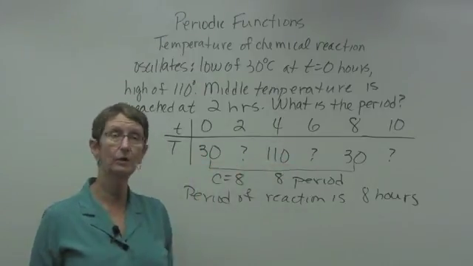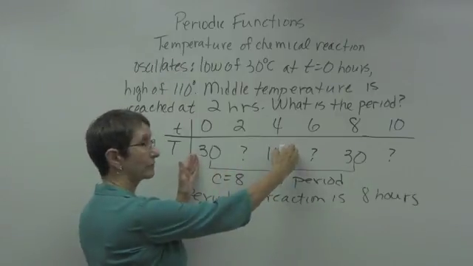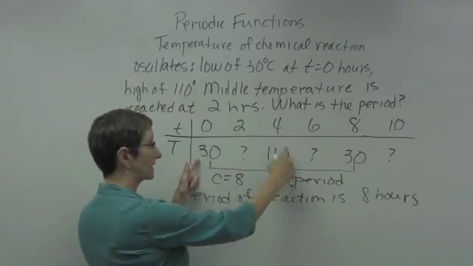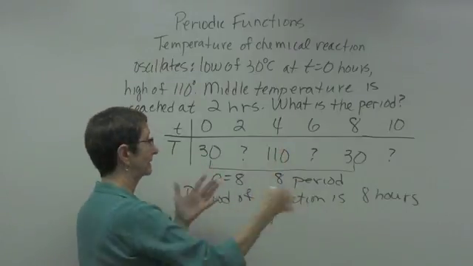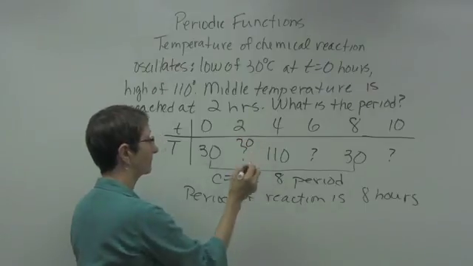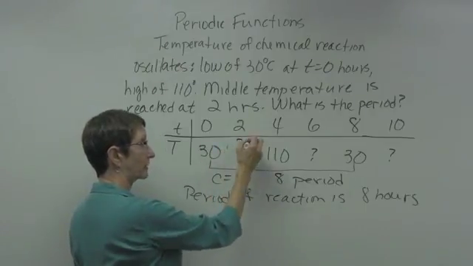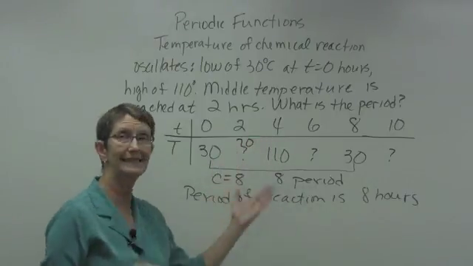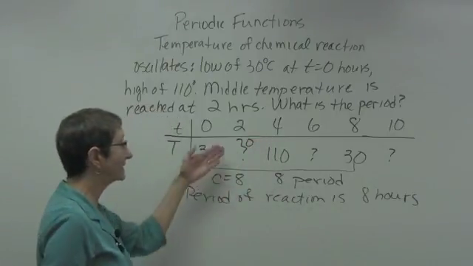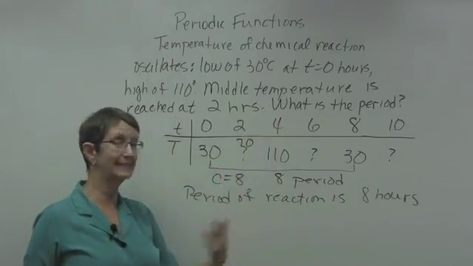You don't really need it here. If you were looking to find the middle, you would just take the average of these two. 30 plus 110 is 140. The average of that would be 70. So if you think about it, from here to here is 40 degrees, and from here to here is 40 degrees, so 70 is the middle temperature. But I didn't even need it for this problem. This is all we need to know. What is the period? And the period is 8 hours.